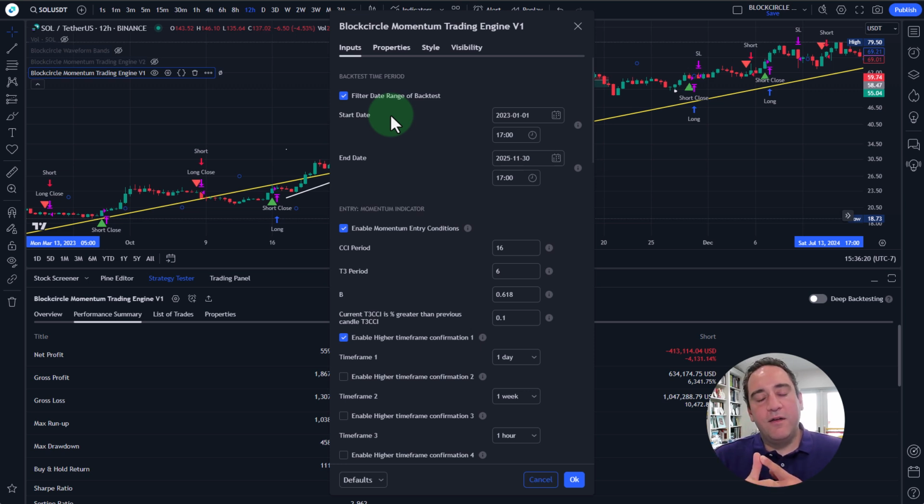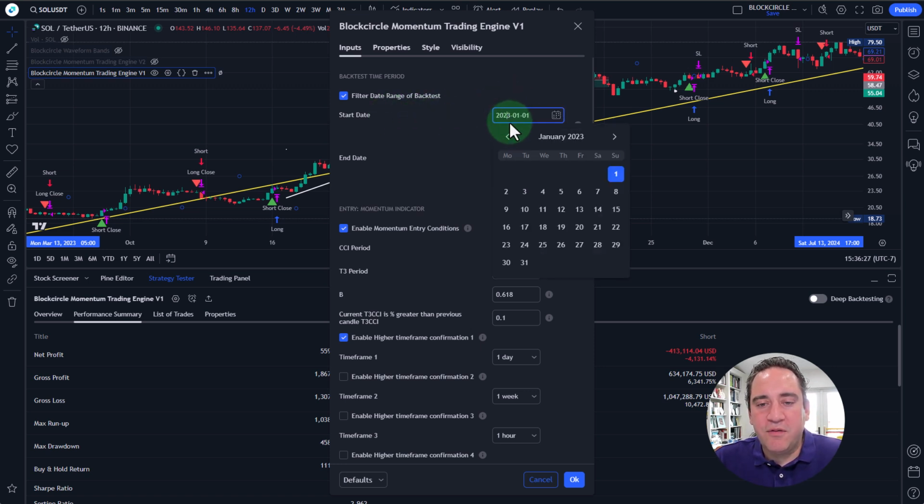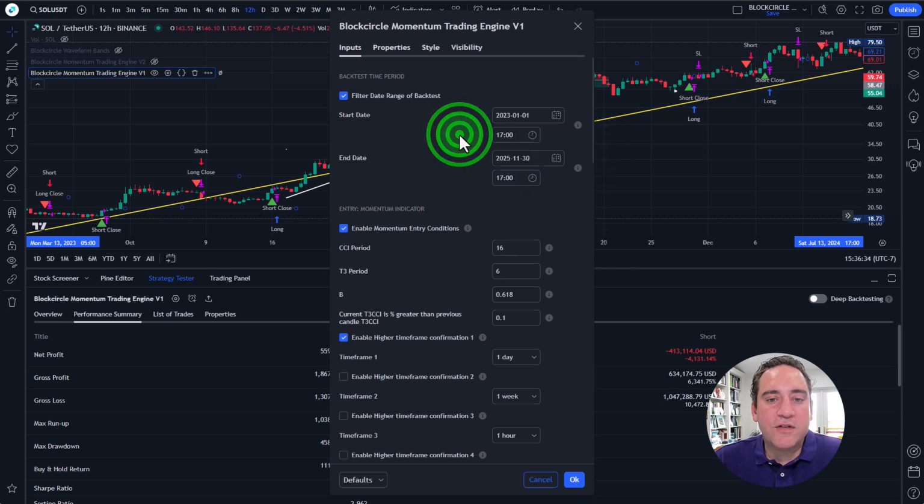Step number one is you want to set what your time period is for a backtest. Do you want it to start from January of 2023, or from January 2022? Or do you want it to start for only the last 3 months? Your goal is to find what a sufficiently acceptable backtesting time period is.